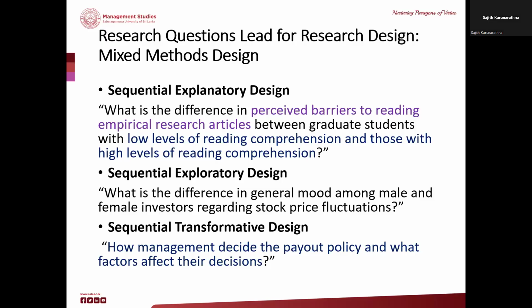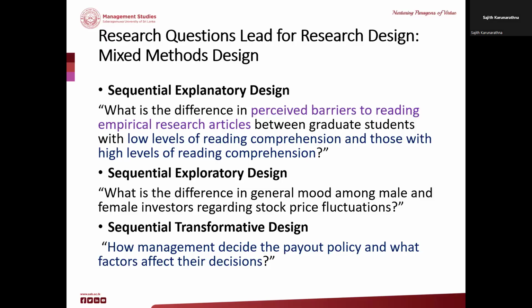The reason is that quanti first, then quali. So by looking at the question itself, you can see a sequential explanatory design is there. So that is the rationale. That's why I stated that the nature of the research question always drives toward a particular research design. Then the second research question, that is sequential exploratory design.